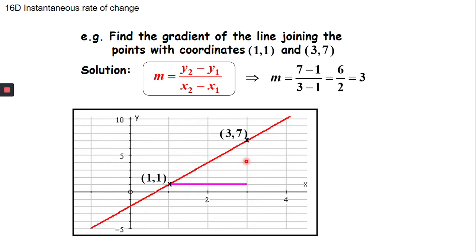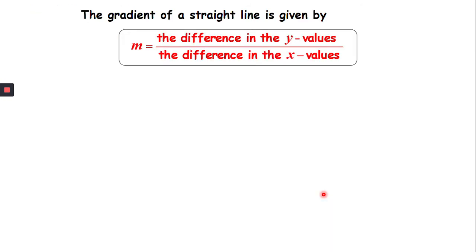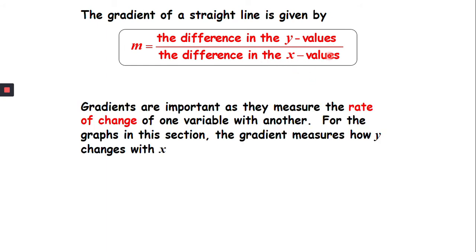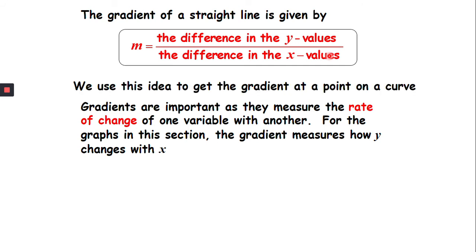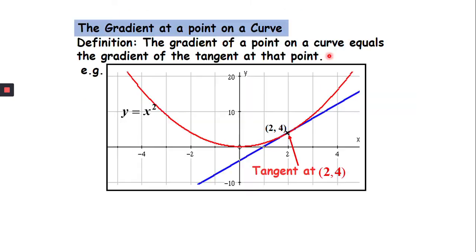We can also do it using the rise over the run, and we get the same answer, 3. So if you think about it, y2 minus y1 over x2 minus x1 just means the difference of the y values and the difference of the x values. So it's called the rate of change, and we call this calculus. Calculus is obviously a much bigger branch of mathematics than just rate of change, but rate of change is definitely a part of it.